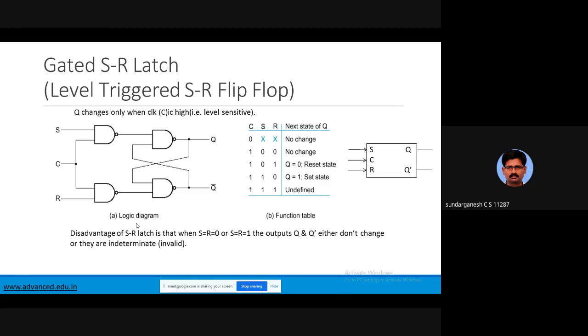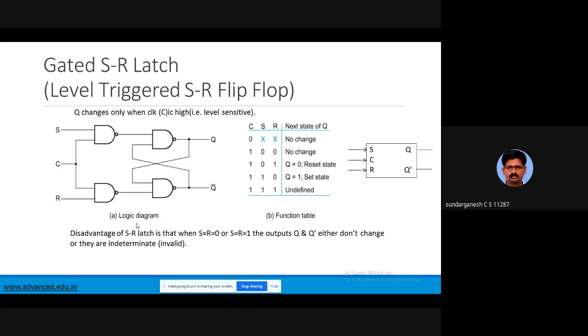So when S equal to 0, S dash is 1. So 0, 1 means, when S equal to 0, the output is 0. When S equal to 1, output is also 1. Here it is 0, 1. Okay. So when S equal to 0, 0, here it is 1, 1. So it will be in the previous state. If it is 1, 1, here it is 0, 0. So it is not possible. It is an indeterminate state or indefinite state, whatever it may be.